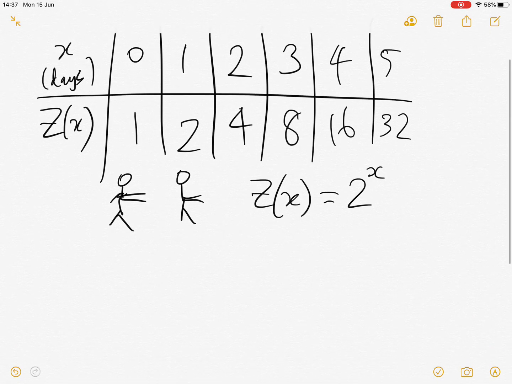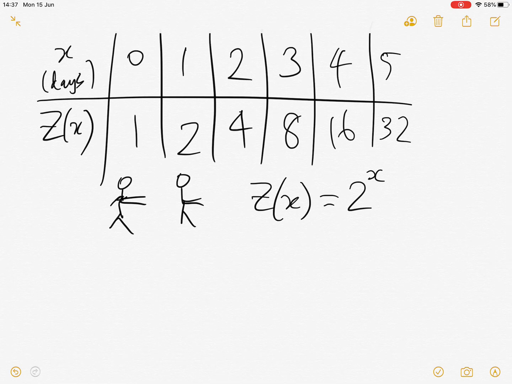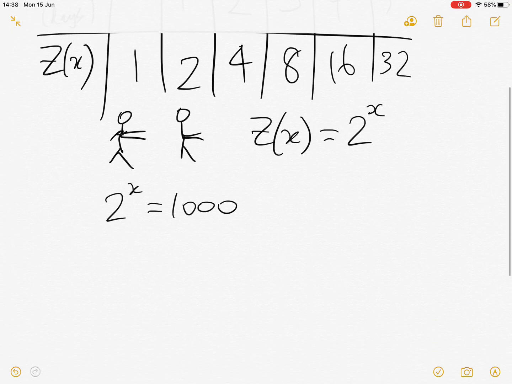And you're asked to do things like work out how many days it will take to infect a certain number of people. So in order for there to be 1,000 zombies, you have to solve an equation like this. But you haven't learnt any methods for solving this other than sort of trial and improvement, which is how I'm expecting you to do it. But just for interest, this can be solved to find x exactly.